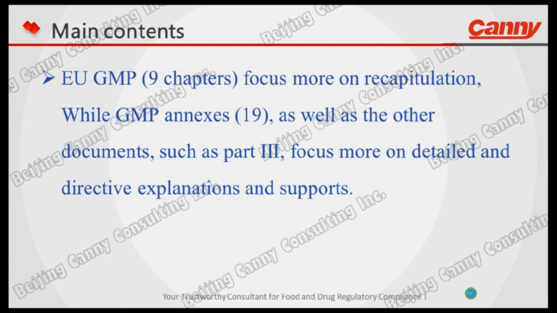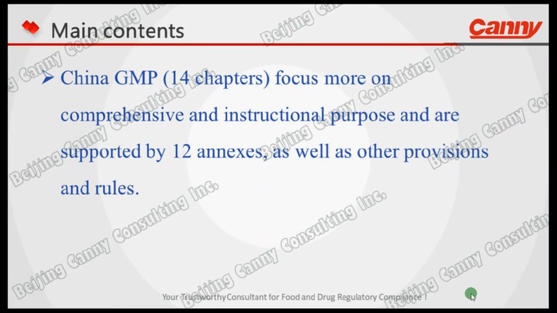EU GMP has 9 chapters for Part 1. It focuses more on recapitulation, while it has 18 annexes as well as other documents such as Part 3, which focus more on detailed and directive explanation and support. While the Chinese GMP has 14 chapters, and these 14 chapters focus more on comprehensive and instructional purposes and are supported by 12 annexes as well as other provisions and rules. So that Chinese manufacturers have detailed instructions to follow. This leads to better compliance with the GMP.